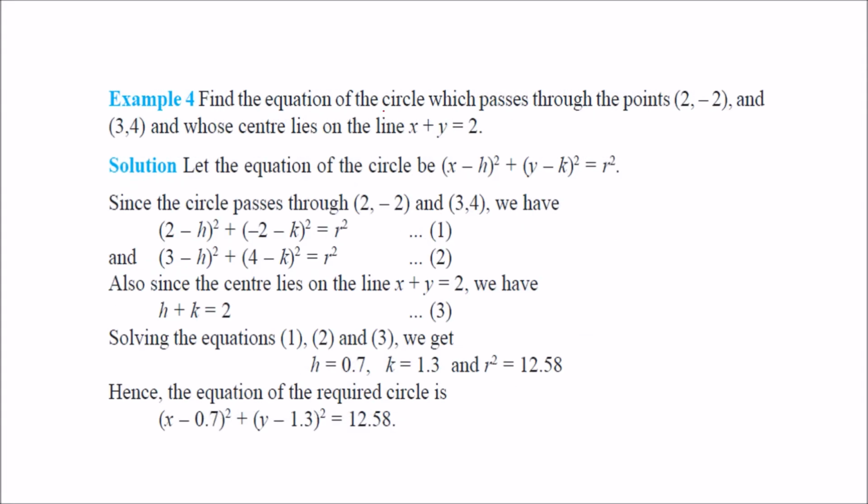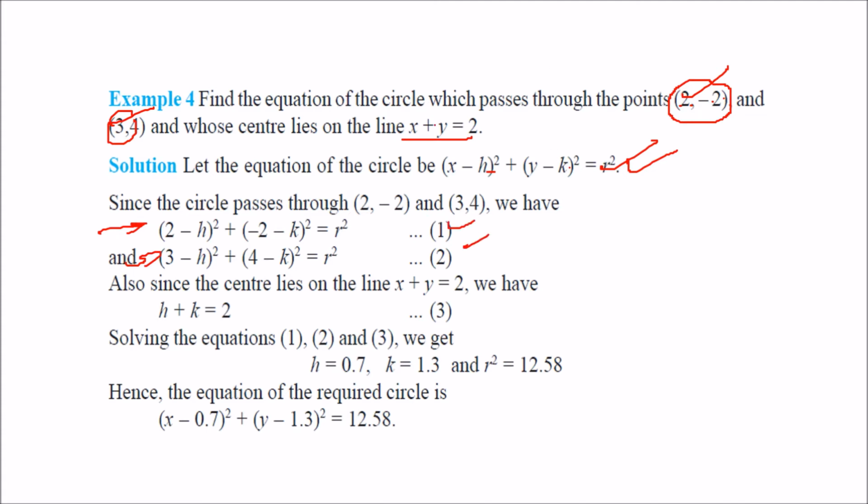Next question is, find the equation of the circle which passes through the points (2, minus 2) and (3, 4), and whose center lies on the line x plus y is equal to 2. So if this is the equation of the circle, h and k are the center points. These two points satisfy this equation. So let us place 2 and minus 2 here and 3 and 4 here.